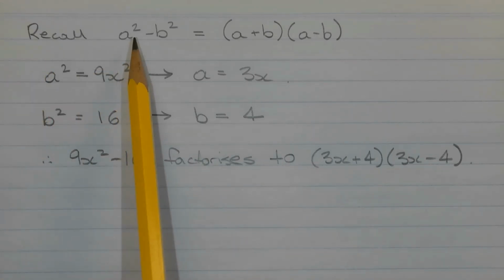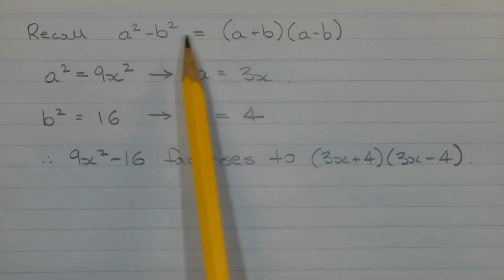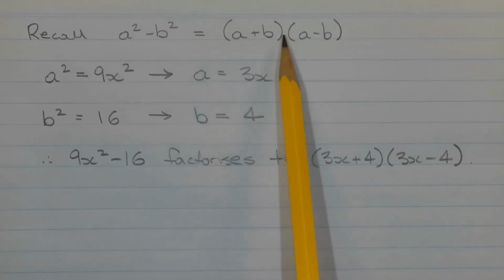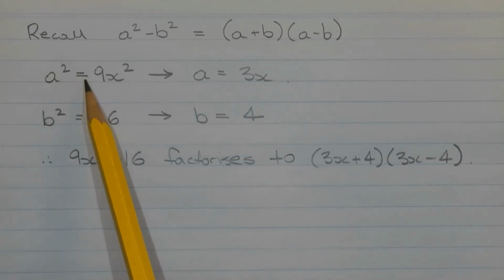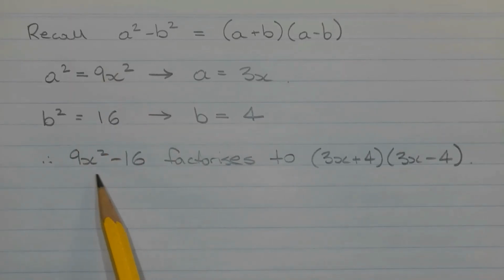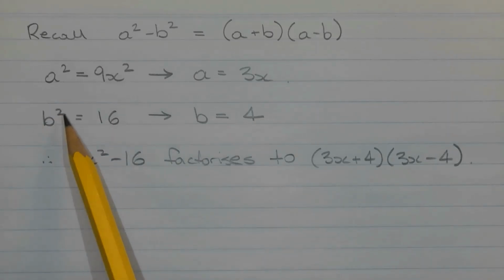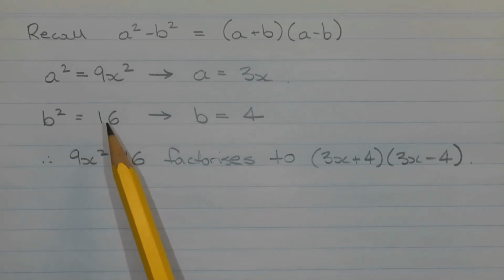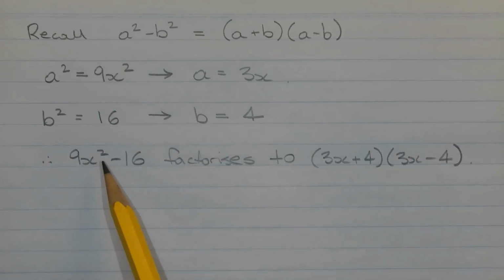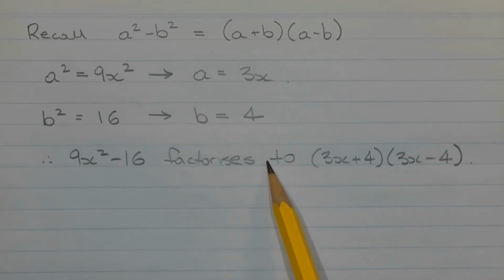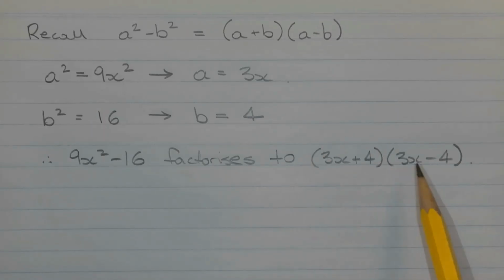Now recall that a squared minus b squared factorises to (a plus b) times (a minus b). So if we let a squared equal 9x squared, the first term of this expression, taking the square root of both sides, we get a is equal to 3x. Letting b squared equal 16, taking the square root of 16, we get b is equal to 4. Therefore, 9x squared minus 16 factorises to (3x plus 4) times (3x minus 4).